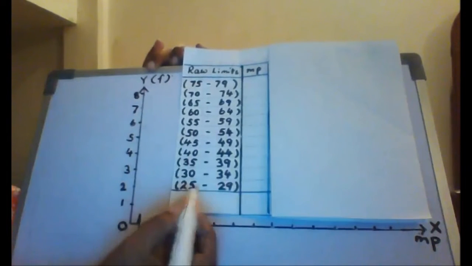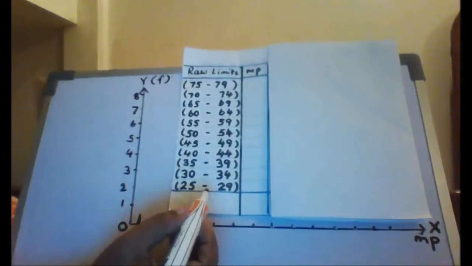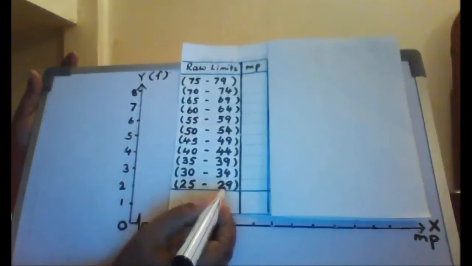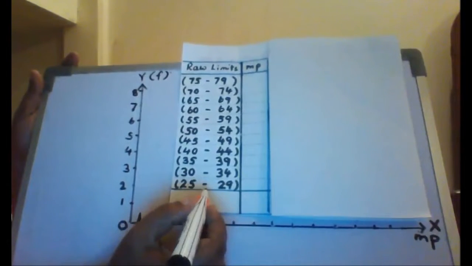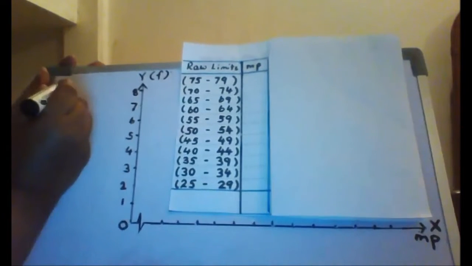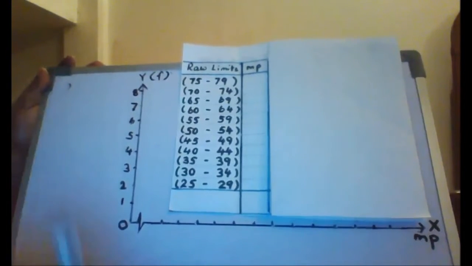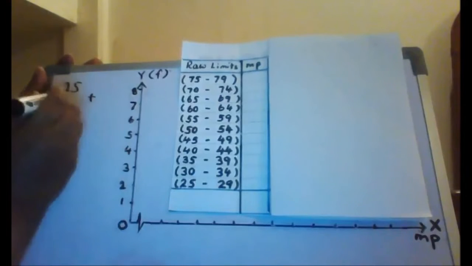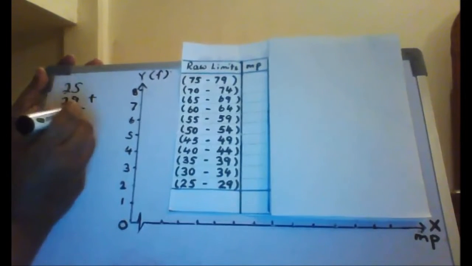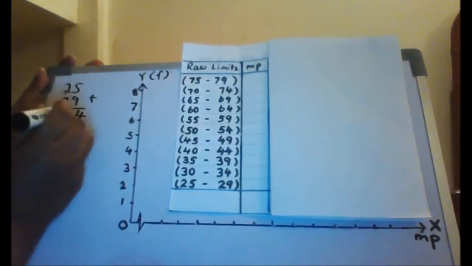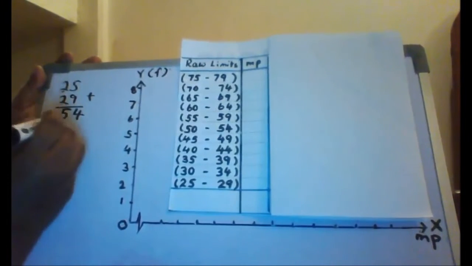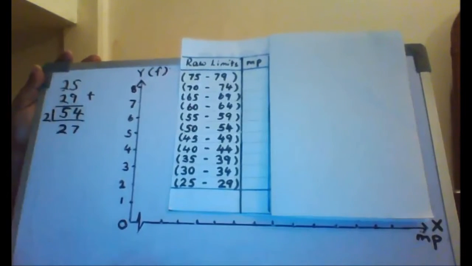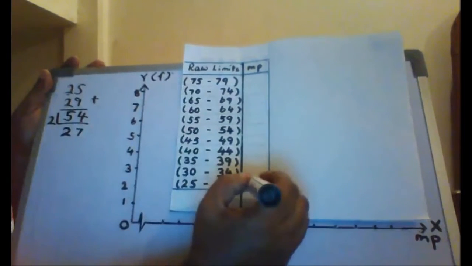We'll take this one, 25 to 29. What's the midpoint of this class? What you have to do is add these two together and divide the total by 2. Then you will get the midpoint. 25 plus 29, that is 54. We have to divide this by 2. That will be 27. We'll put it here, 27.